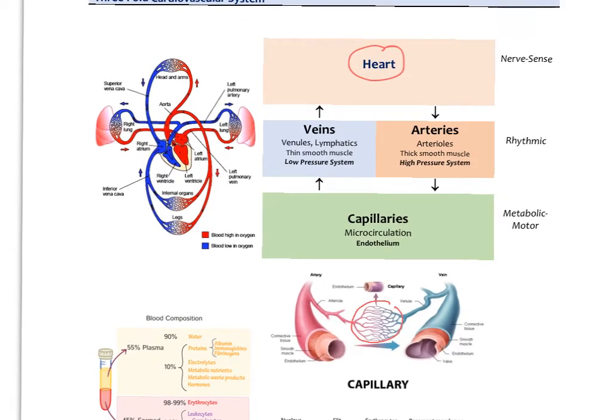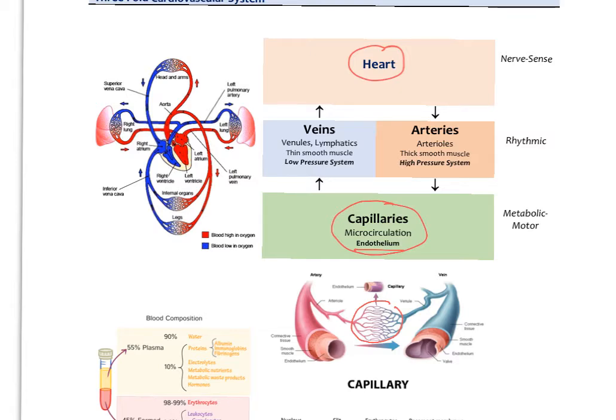where again nutrients are exchanged to tissues and waste products are brought back into the blood. That would be the capillary microcirculation. As we'll see, capillaries are primarily just a single cell layer thick. And those cells, in fact, the cells that line the entire cardiovascular system, which are extremely important, are known as endothelium. So it's the endothelium which keeps your blood flowing and so forth. And we'll look at endothelium in depth here in just a little bit.